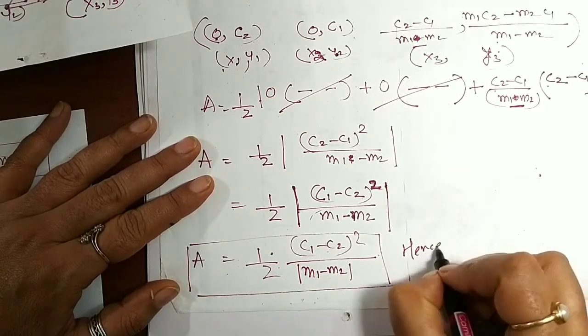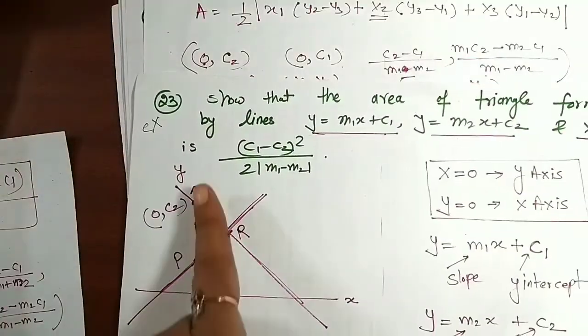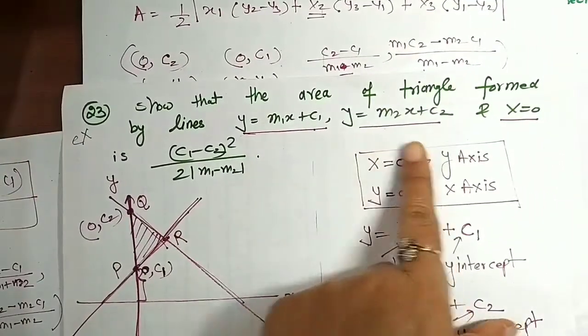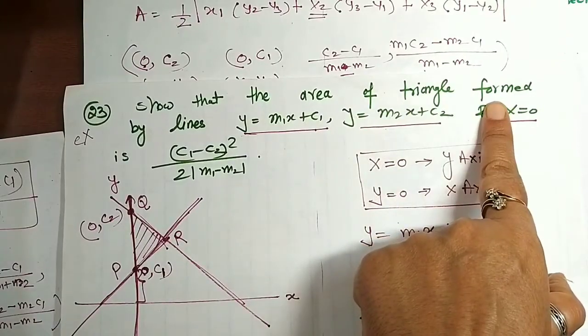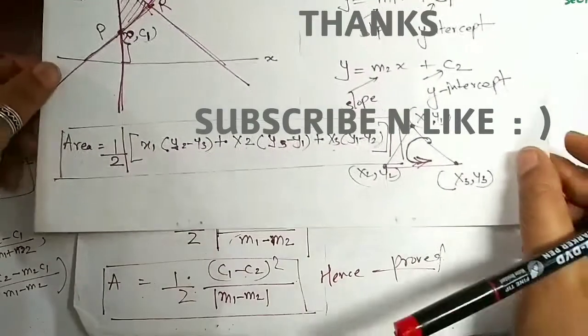So I can say hence proved. This is what I was supposed to prove if you see in the original question, right? Show that the area of the triangle formed by these three lines is this much, which is this.